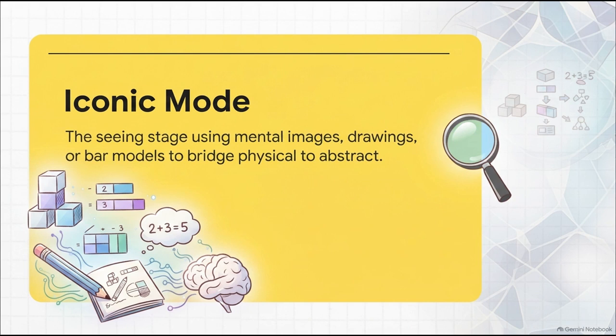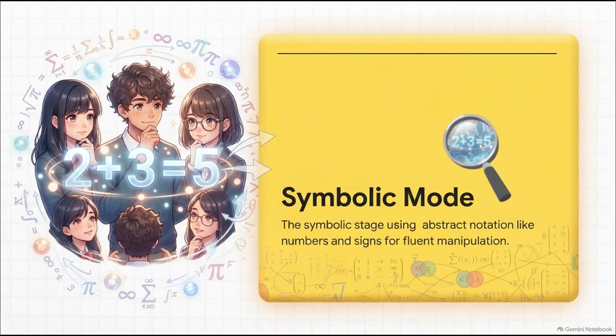Once students are comfortable with the physical blocks, they move on to visual representations. They might sketch out the blocks they just used or use structured diagrams like bar models. This is the critical mental bridge. It's what allows students to visualize mathematical structures in their mind's eye without actually needing the physical objects in their hands anymore. Finally, we arrive at the abstract stage, or the symbolic mode.